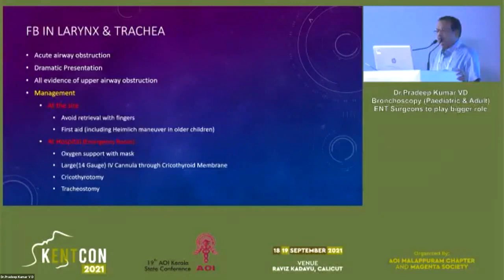And first aid, as you all know, for such a foreign body, I need not elaborate on that, including the Heimlich maneuver; all the children probably have to be educated about that. And when the patient is brought to the hospital emergency room in a very critical stage, gasping, very much distressed and with falling oxygen saturation, first you have to give oxygen support with a mask. And by the time you are mobilizing all the equipment for bronchoscopy, you can put a large IV cannula into the cricothyroid membrane. If not good, you could even do a cricothyrotomy in selected cases.